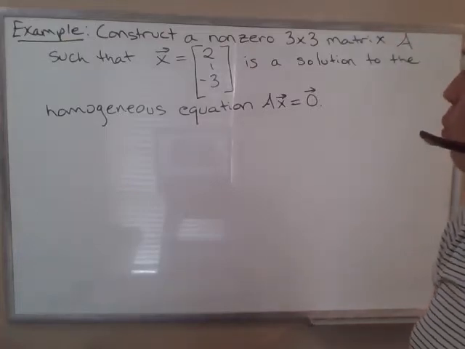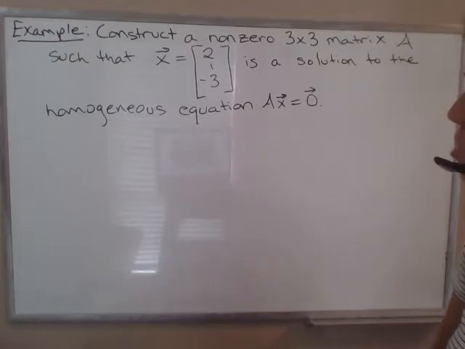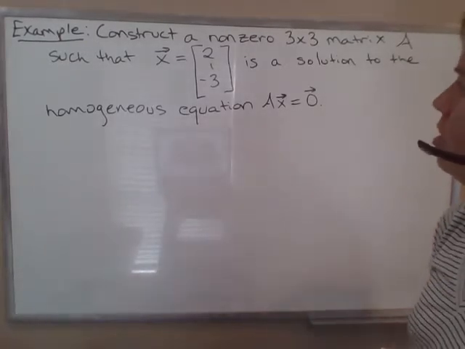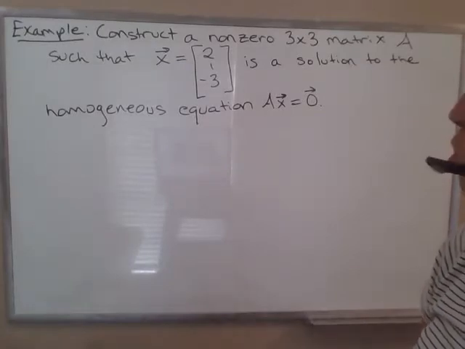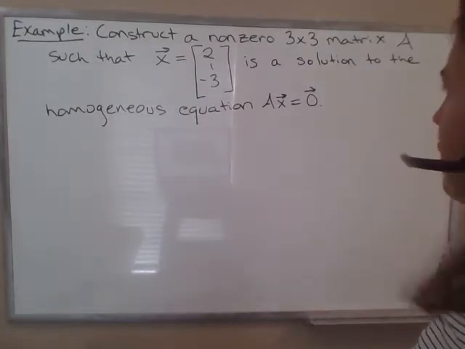So in this example, we are asked to construct a non-zero 3 by 3 matrix A such that (2, 1, -3) is a solution to the homogeneous equation AX = 0.